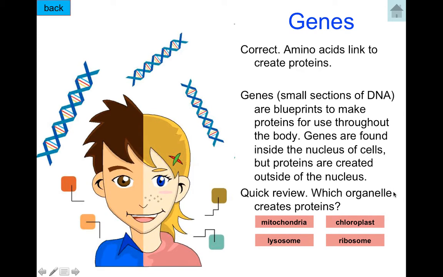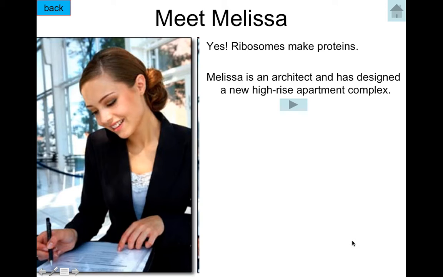Which organelle creates proteins? Well, hopefully you know that makes energy. These are the suicide sacs here. Chloroplasts, they make sugar. That leaves ribosomes.